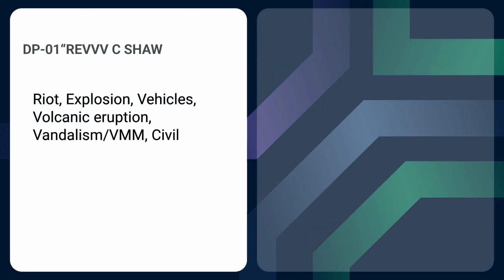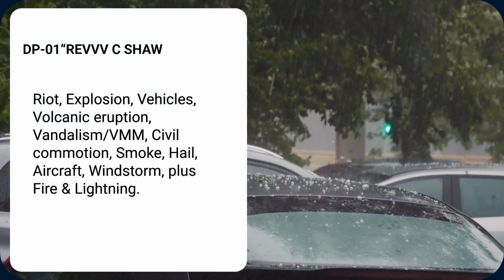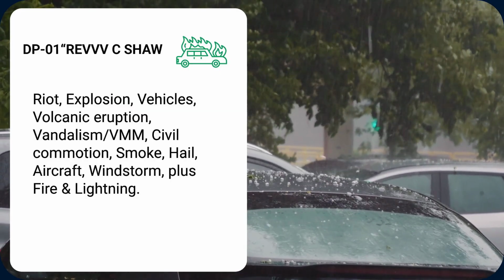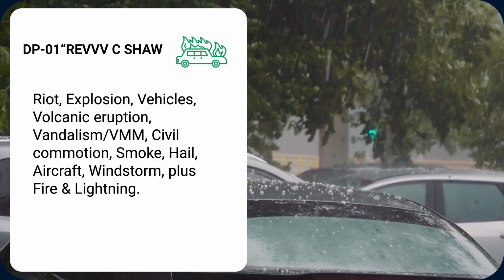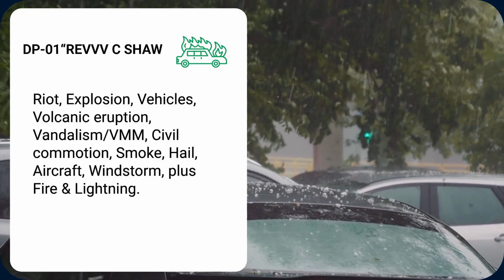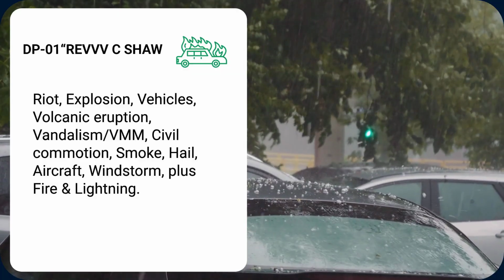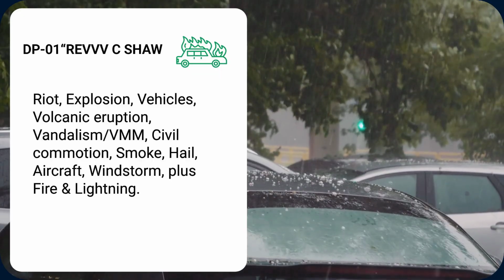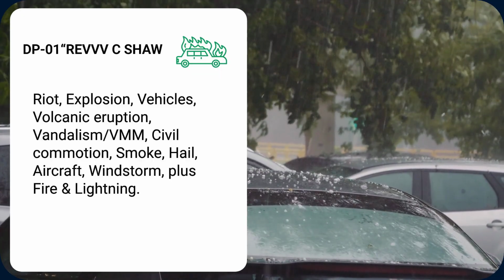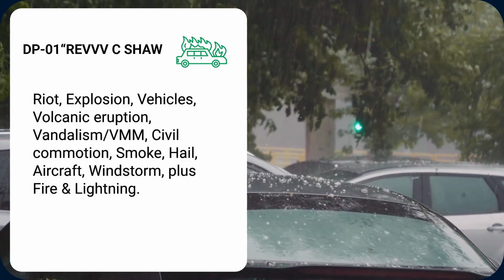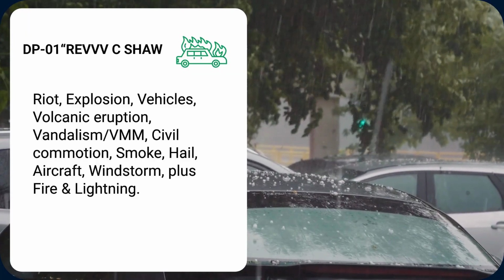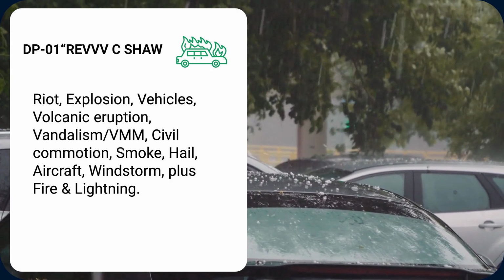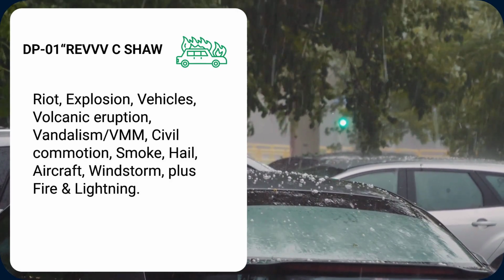On the DP-01 form, for an additional premium, an insured has the option to purchase the extended coverage, EC, perils. These 12 basic perils are known as REV C SHAW: riot, explosion, vehicles, volcanic eruption, vandalism/VMM, civil commotion, smoke, hail, aircraft, windstorm, plus fire and lightning. You will need to know each of these as there will be many questions about perils based on the DP01 versus DP2 and DP3 forms.